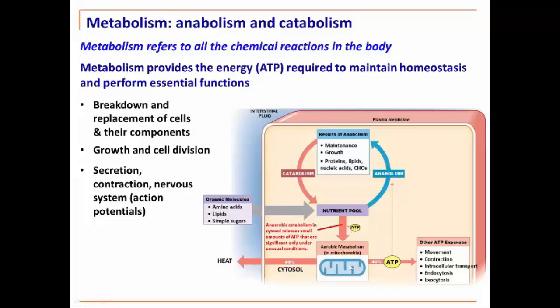But wherever that ATP comes from, it helps us to move. Smooth muscle, skeletal muscle, heart muscle, contractions, okay? The intracellular transport of ions, for example, endocytosis and exocytosis. That just means bringing things into the cell and taking things out of the cell again.